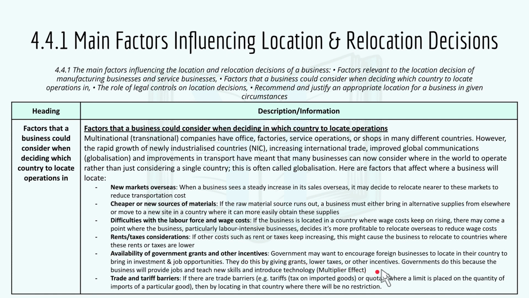Governments may want to encourage foreign businesses to locate in their country to bring in investment and job opportunities. And they do this by giving grants, lower taxes, and other incentives. Governments do this because the business will provide jobs, teach new skills and introduce technology, which in geographical terms is known as the multiplier effect.